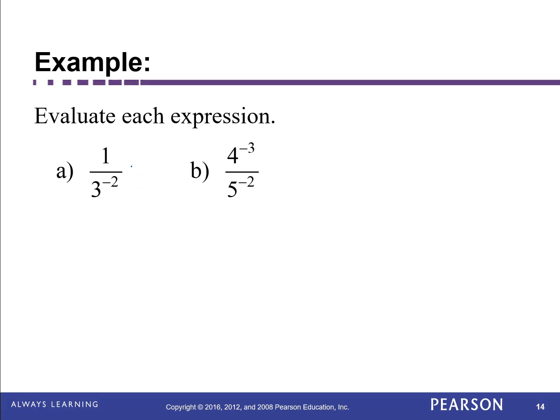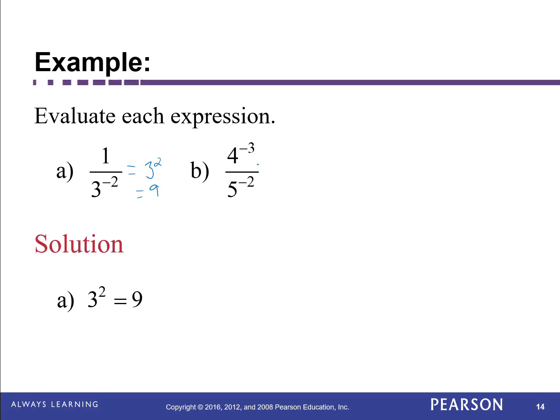If we look at a here, we've got 1 over 3 to the negative 2 power. Well, first thing we want to do is bring it up so that I can have a positive exponent. That's going to give me 3 squared. 3 squared is 3 times 3, which is just 9.